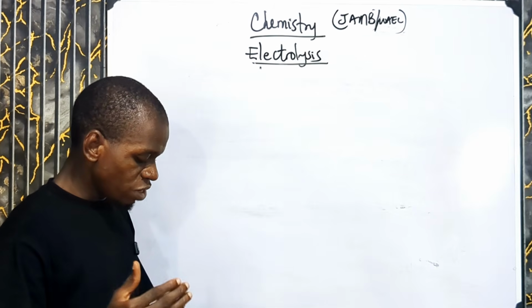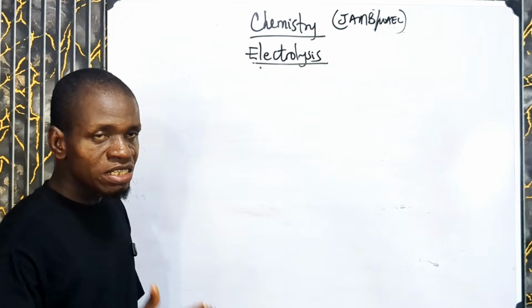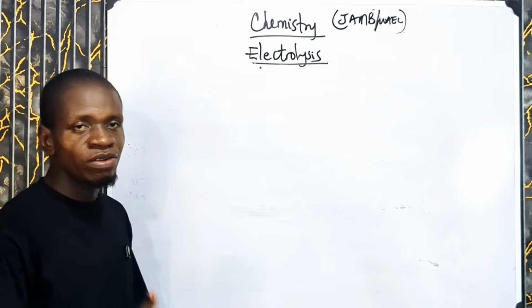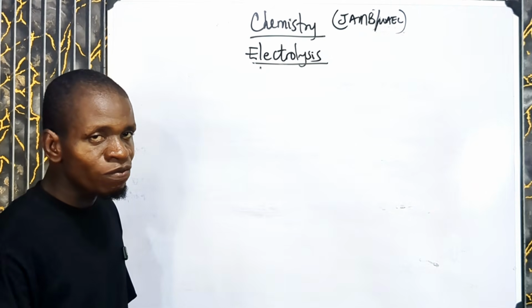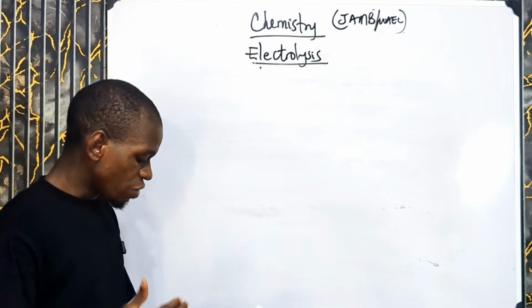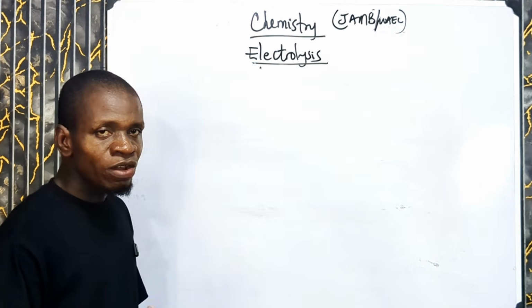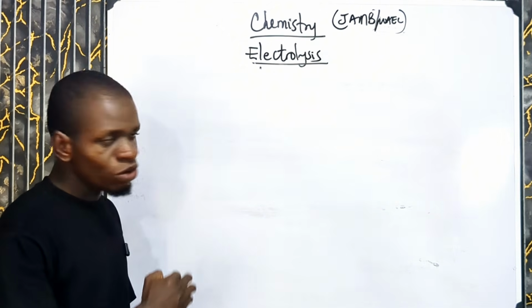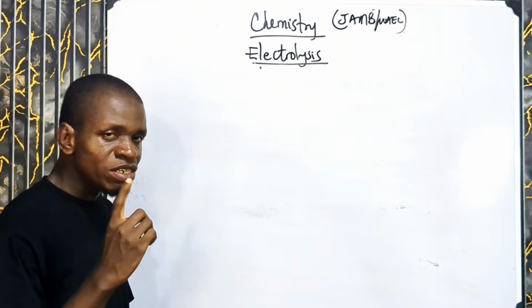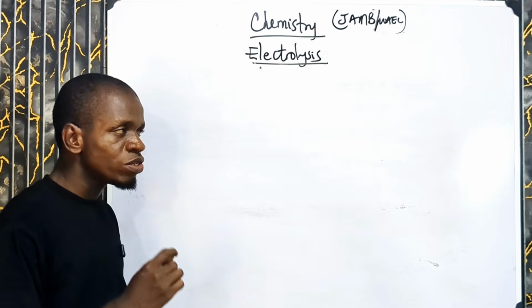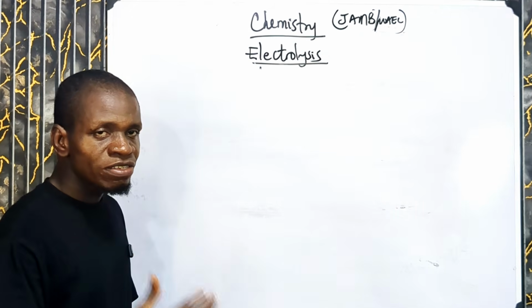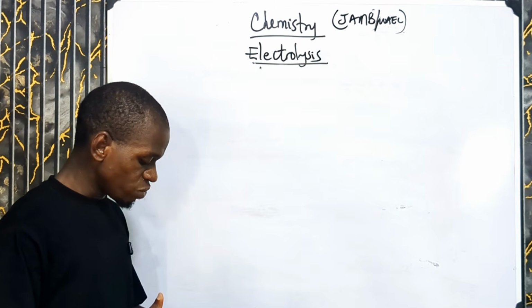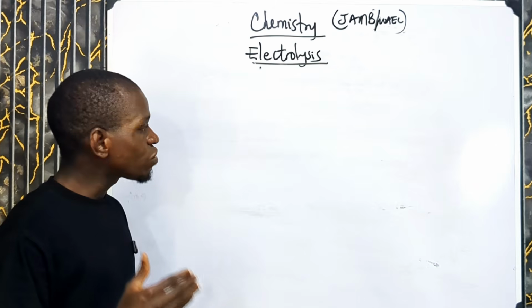I also told you that any salt or compound that contains NO3 is an example of an electrolyte. Then I also said that any salt or compound that contains chloride is an example of a strong electrolyte. But with chloride, you're going to exclude the ones of lead, silver, and mercury. Then the last one is the salt that contains sulfate.